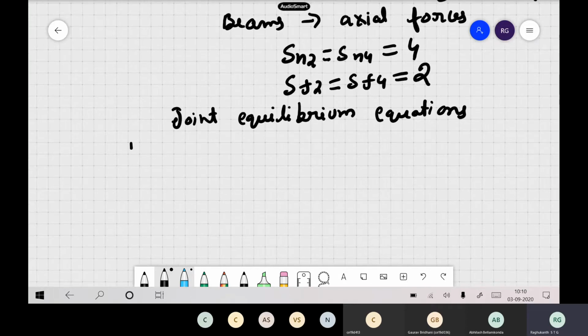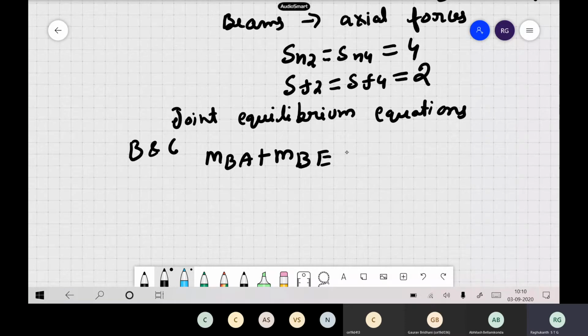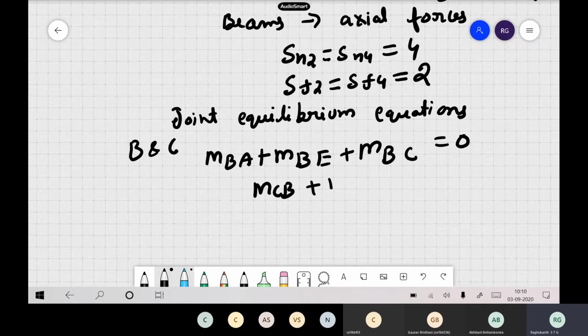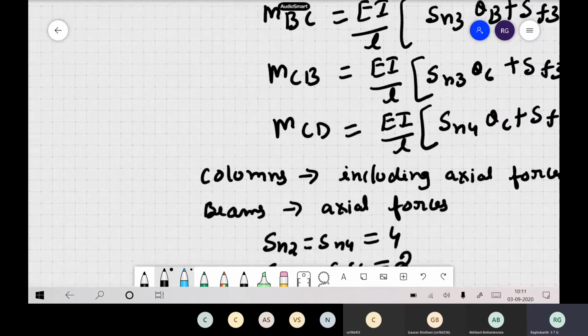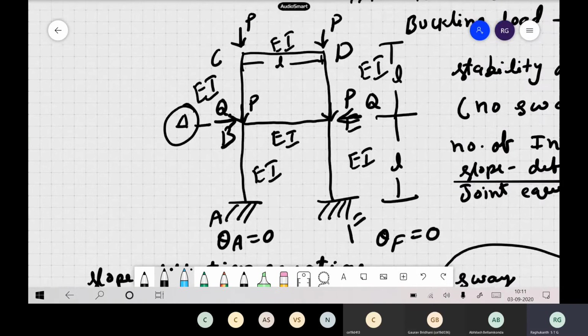So now at the joints B and C, you have M_BA plus M_BE plus M_BC is equal to 0. Then at joint C, you have M_CB plus M_CD is equal to 0. So now we have written for joints B and C.